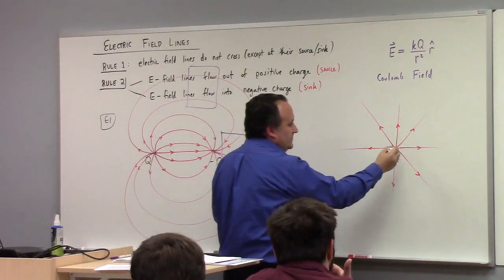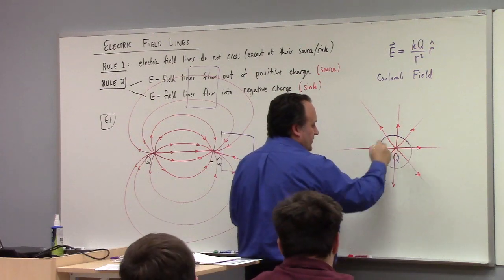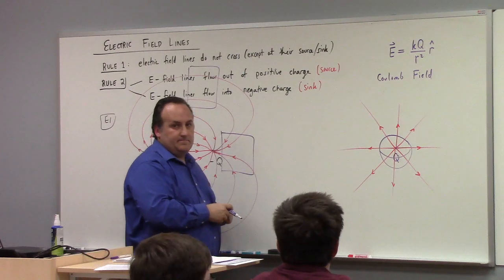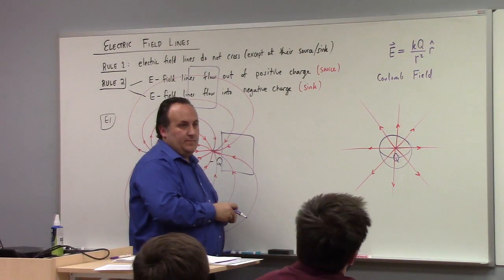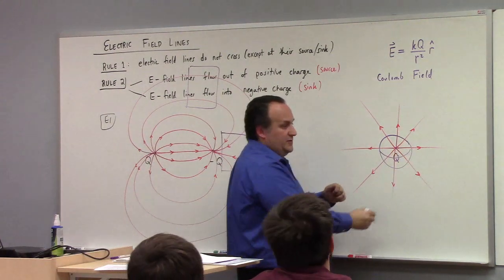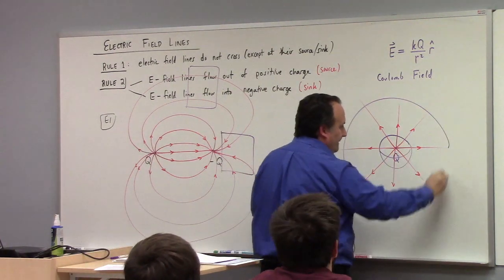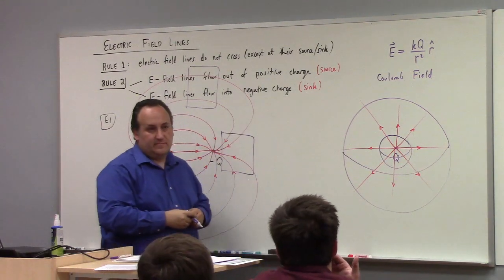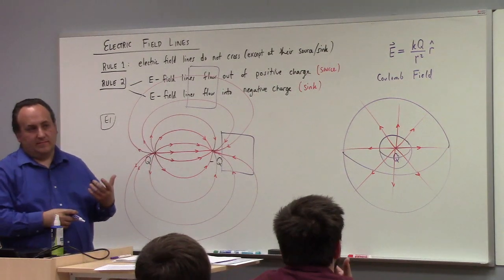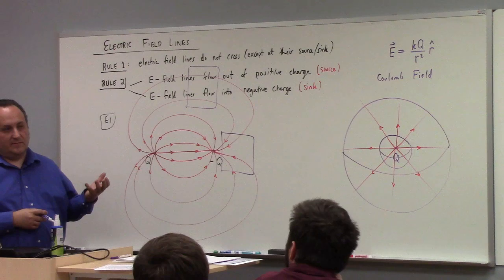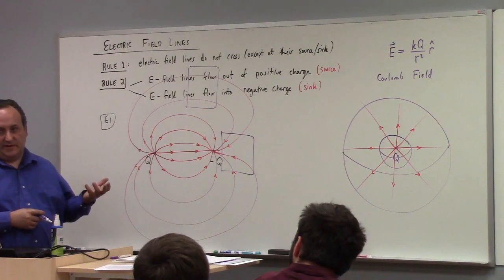So if you think about this, if you can imagine enclosing the origin with a sphere, right? Then if I enclose the origin with a sphere here, or if I enclose the origin with a sphere all the way out here, either way, the same number of field lines cut through that surface, right?